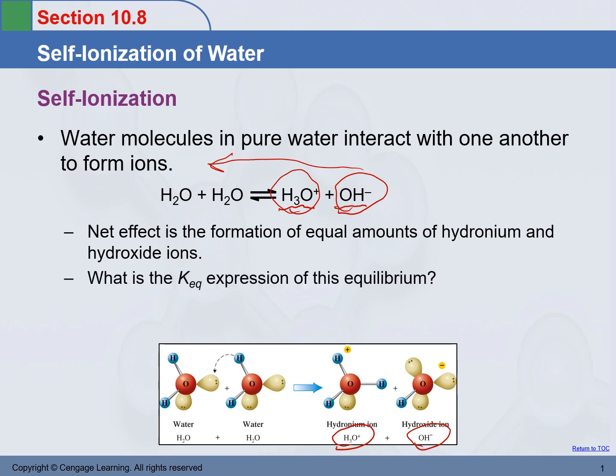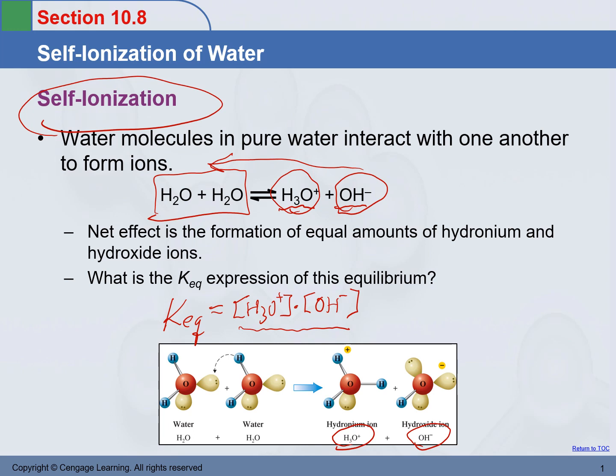What is the Keq expression? Okay, let's try to write out the Keq of this equilibrium. Keq equals the product of the concentrations of all the products, hydronium ion concentration multiplied by the hydroxide ion concentration, divided by the product of the concentrations of all the reactants. Reactants, water. Well, this water here is a liquid. The concentration of a liquid should not appear in the Keq expression. Therefore, this is the Keq of water's self-ionization equilibrium.